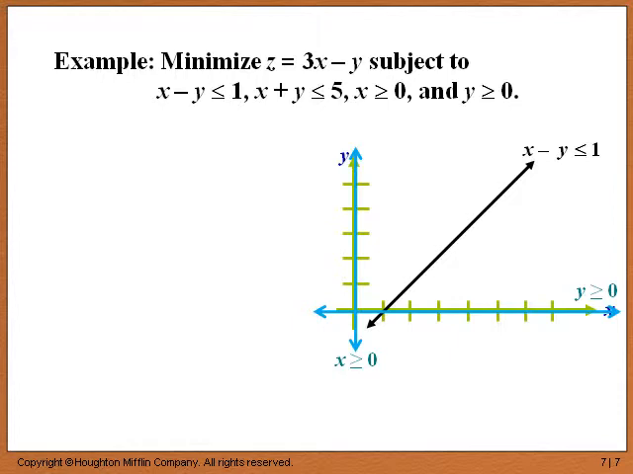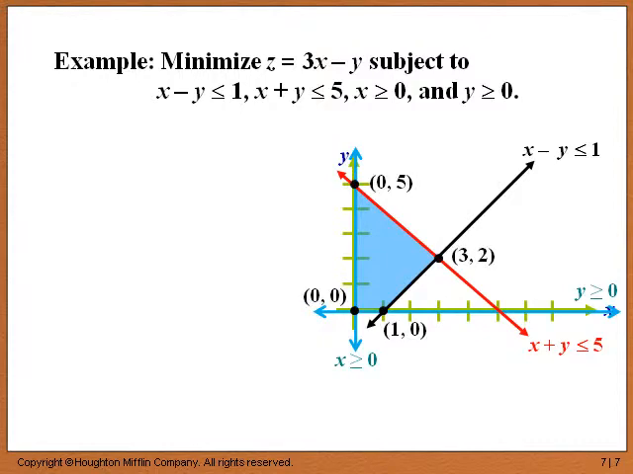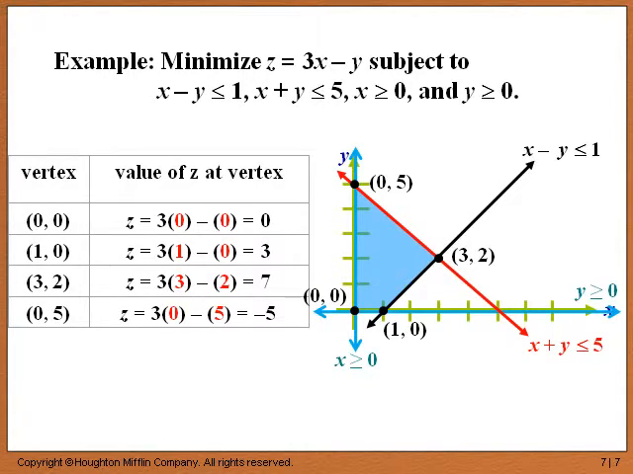We graph x minus y is less than or equal to 1. We graph x plus y is less than or equal to 5. And I shade the common region. That's what we see in blue here. My vertices are 0, 0; 1, 0; 3, 2; and 0, 5. And now I'm going to test each vertex because I want to see what each vertex gives me in terms of z.